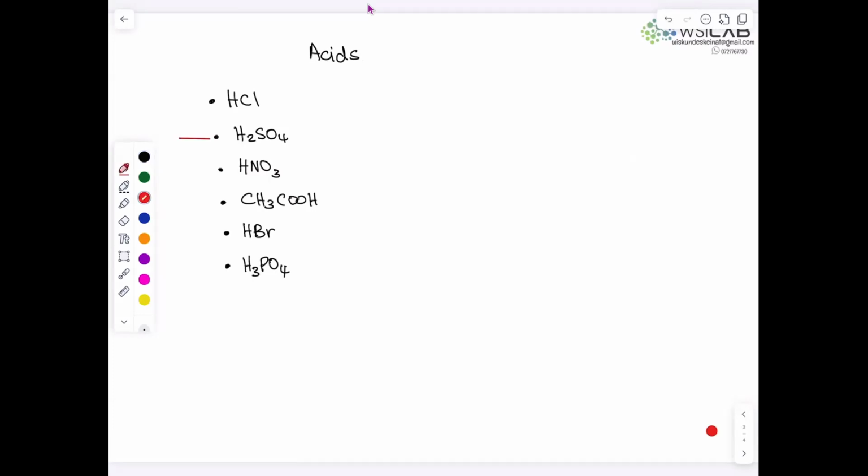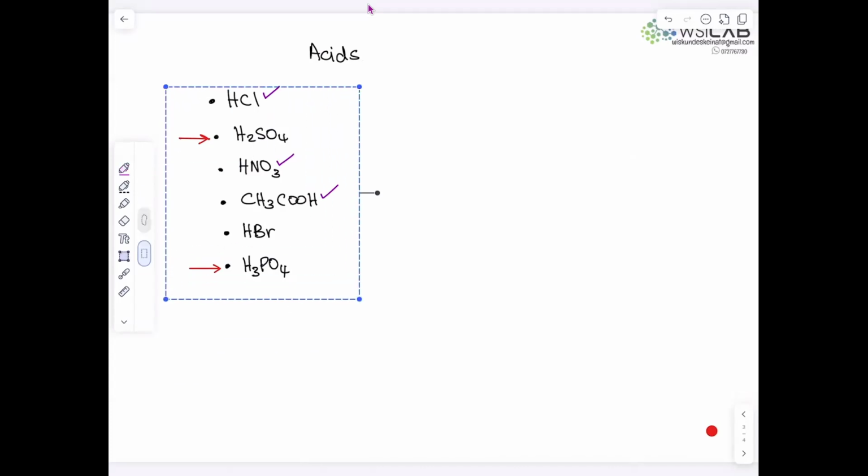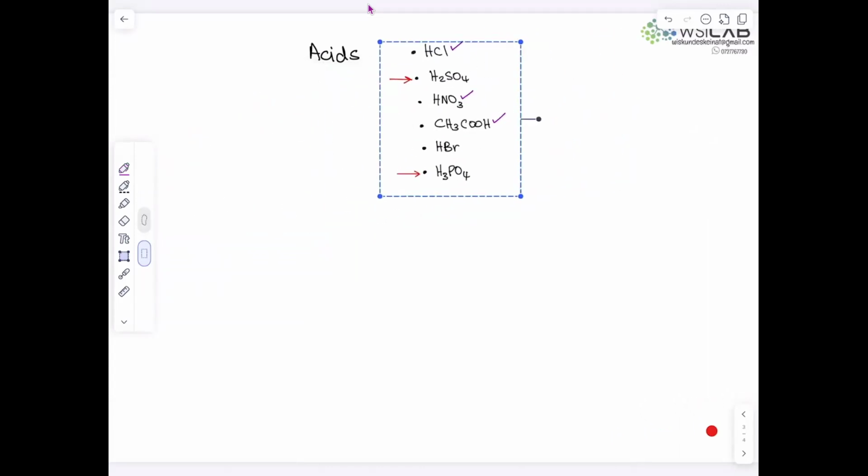Now, these two that I'm going to mark red are difficult to write equations with. It's out of the grade 10 syllabus, actually. But the rest you should be able to do. This one is really important, and this one is really important. Okay, let's also add nitric acid. Those are your important acids. I'm going to do a lot of this in grade 11.